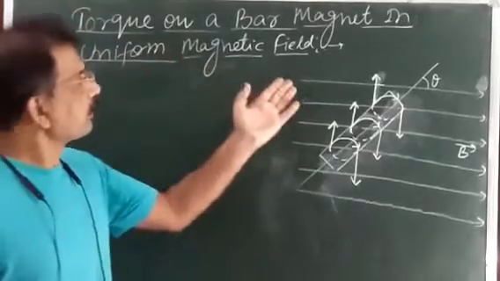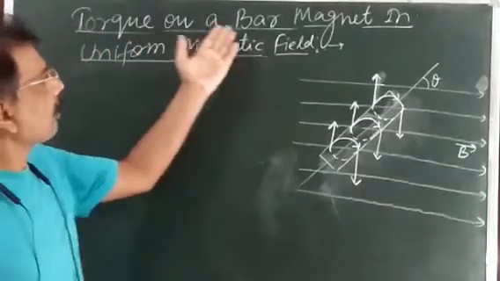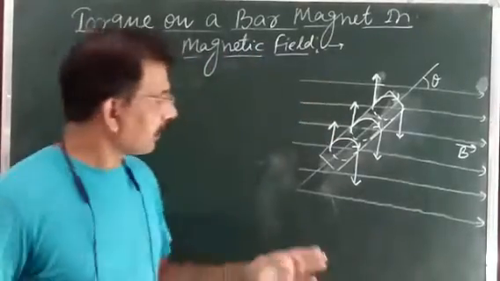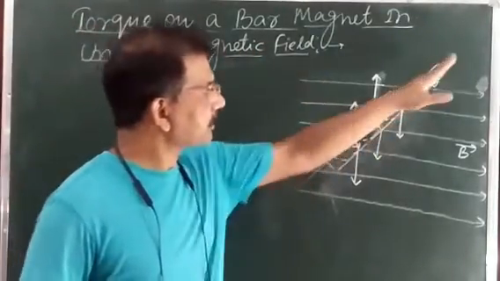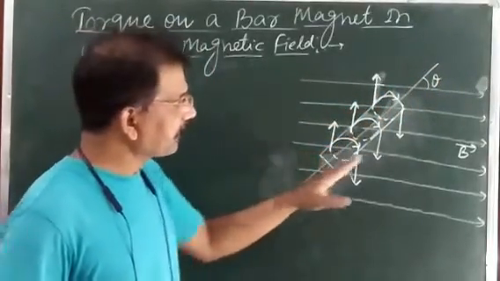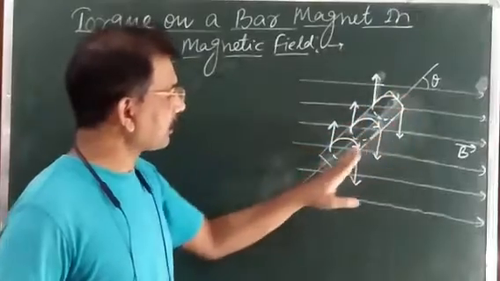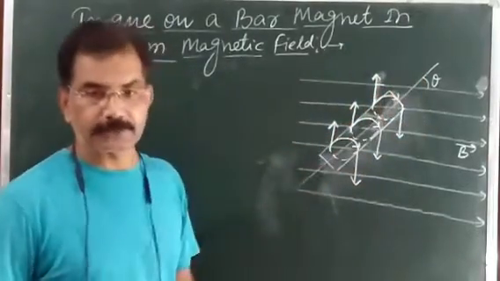Today I am going to discuss the topic torque on a bar magnet in a uniform magnetic field. When a bar magnet is placed in a uniform magnetic field at an angle theta, what will be the torque experienced by this bar magnet?